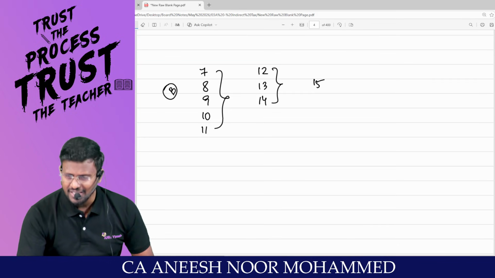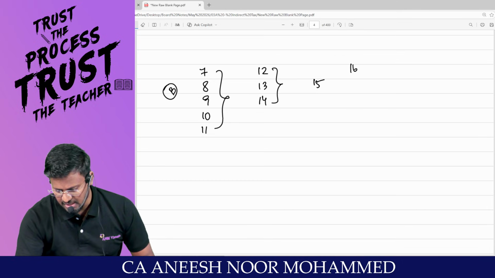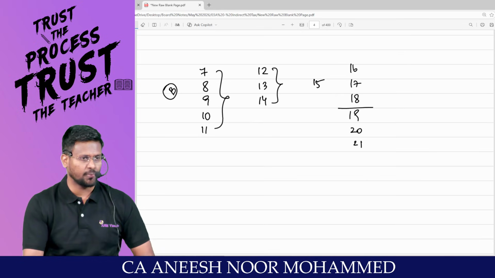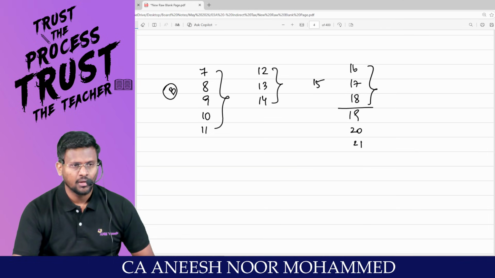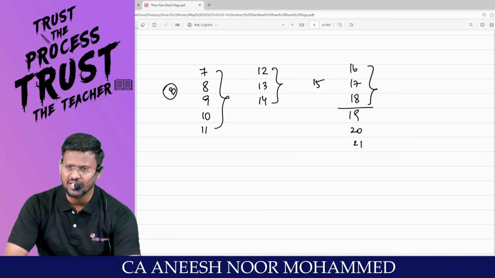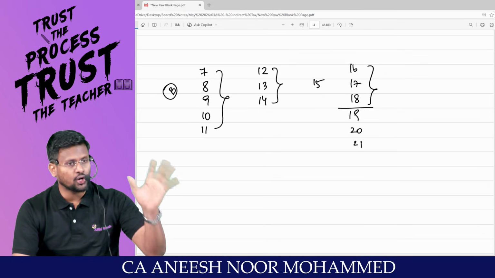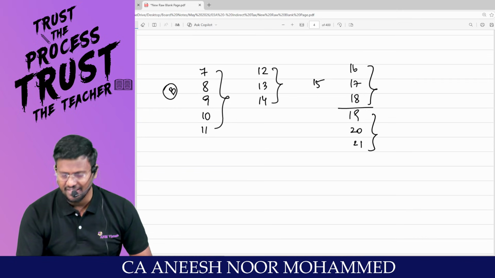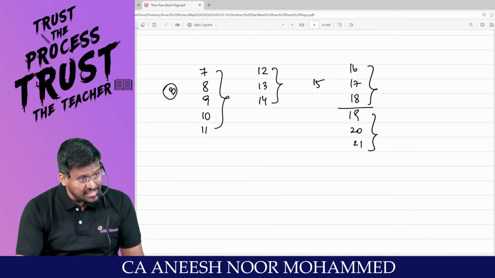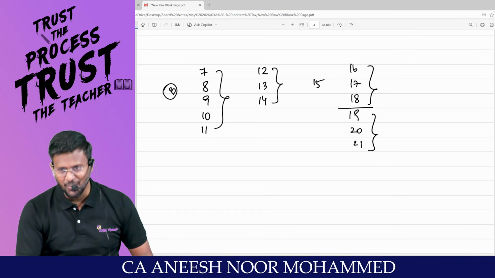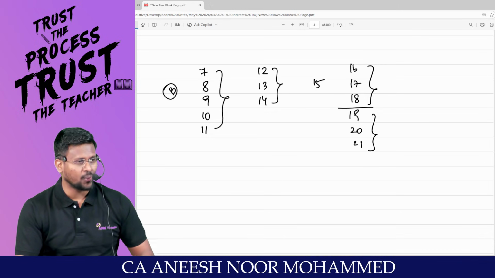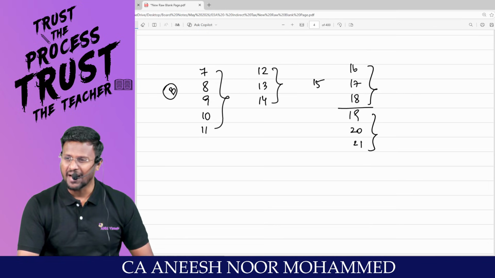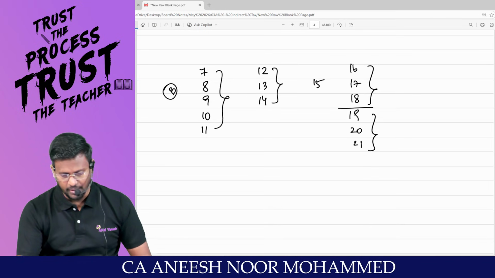The next slot is relating to ITC. Section 16, 17, 18, 19, 20 and 21. What is section 16? Basic section for ITC. What is section 17? Apportionment and blocked credit. What is section 18? ITC in special cases. What is section 19? ITC and job work provisions. What is section 20? Input service distributor. What is section 21? Manner of recovery of excess credit. Are you all with me?